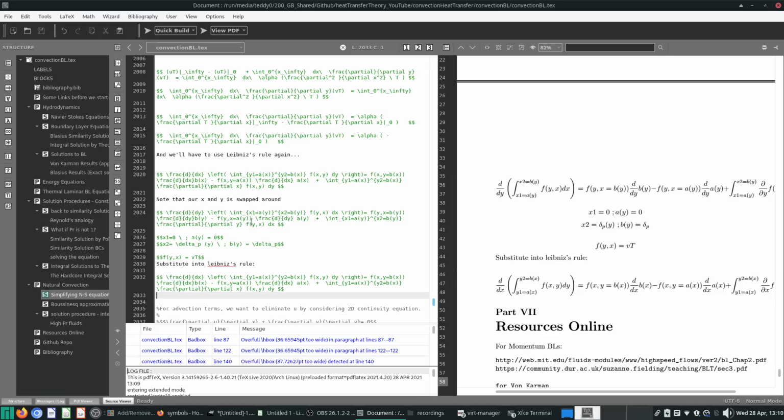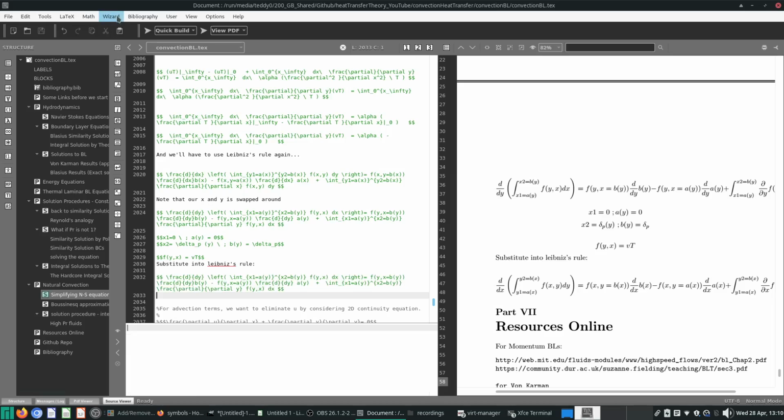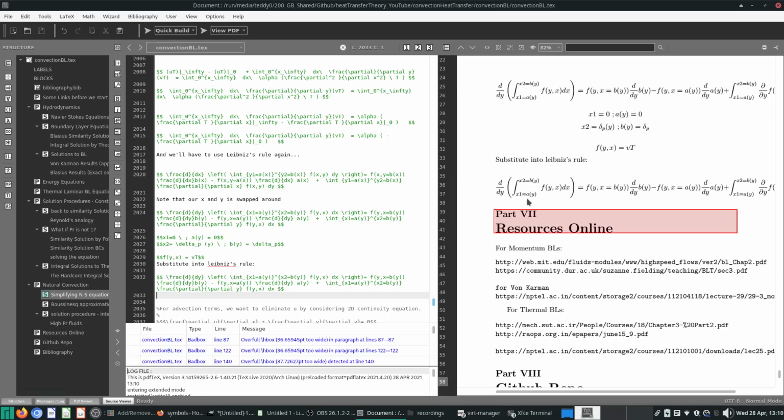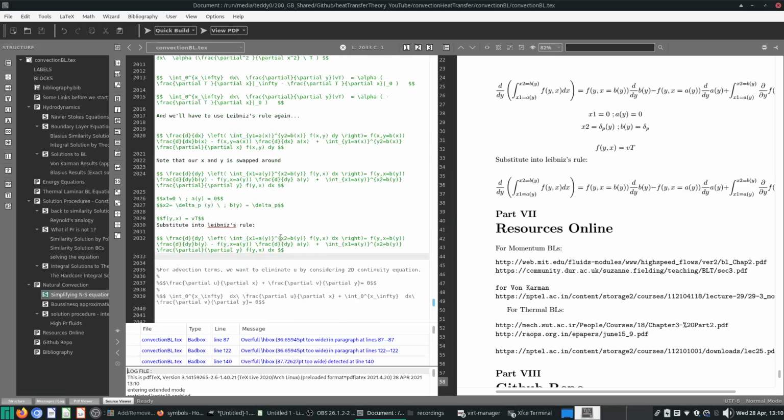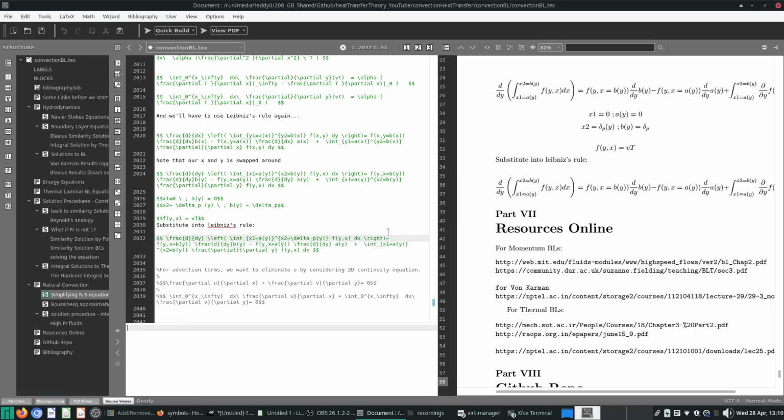Yeah, I think I copied the wrong Leibniz rule. Okay, that's better. So x2 equals to what? x2 equals to delta p, right? So b is actually delta p, and x1 equals to 0. That makes it easy. f y x equals to vt.